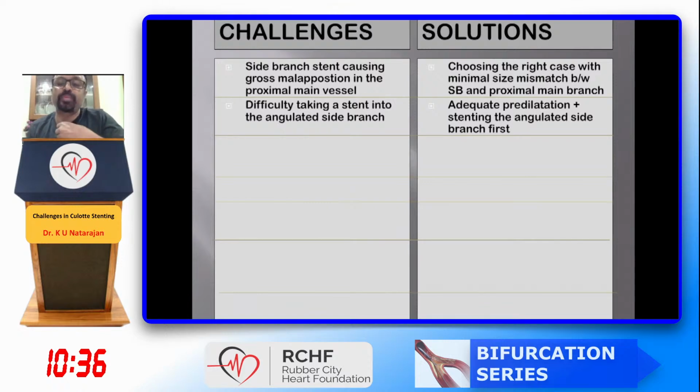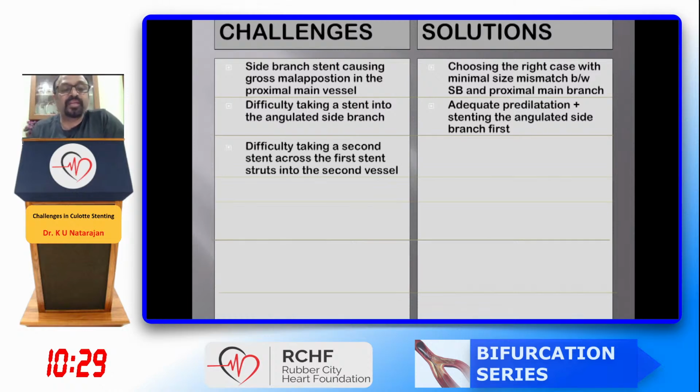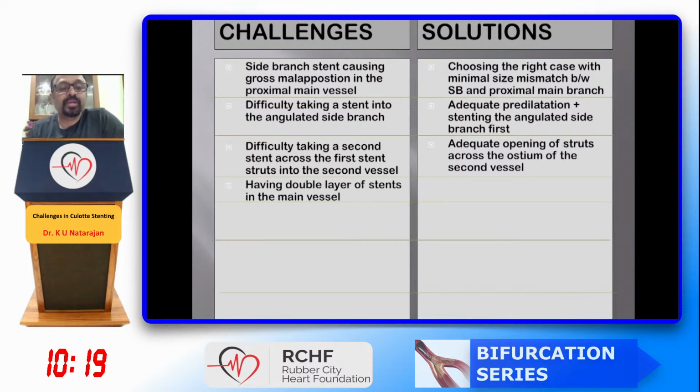In this case, we had to make a reverse because of the dissection in the ostial left LAD and the patient becoming symptomatic. Difficulty taking a second stent across the first stent into the second vessel to be stented: adequate opening of struts across the ostium of the second vessel is the way to go. Having double layer of stents in the main vessel: minimize the length of one of the two main branch stents, as was shown in Dr. Vijay Kumar's case in the first.